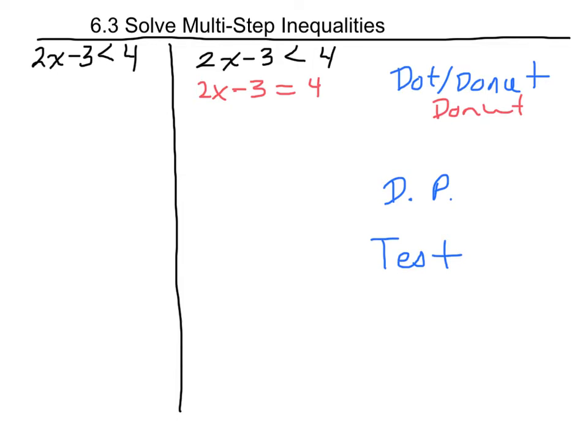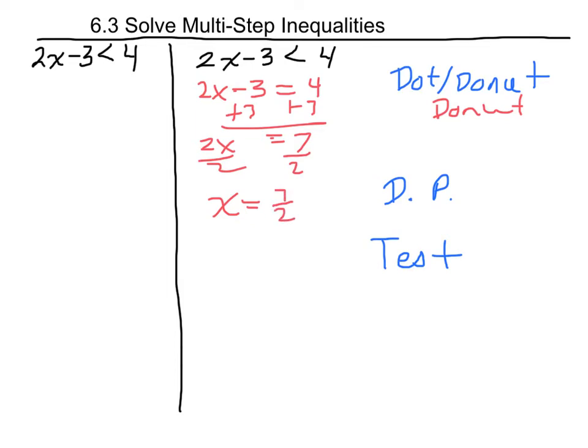Okay, so 2x minus 3 equals 4. Add 3 to both sides. So I get 2x equals 7, divide both sides by 2. So my dividing point, x, is equal to 7 halves. Okay, that's my dividing point.